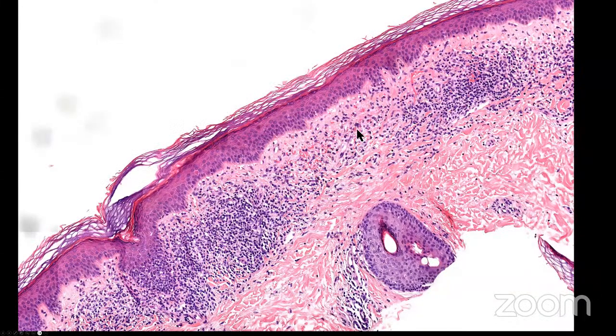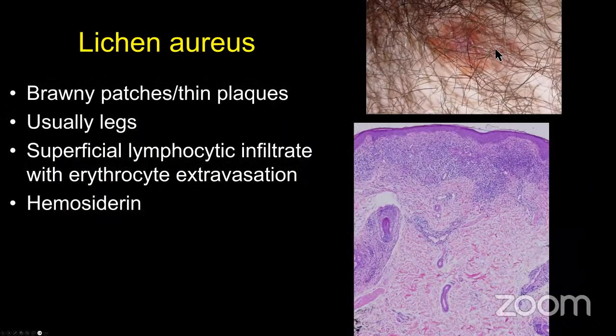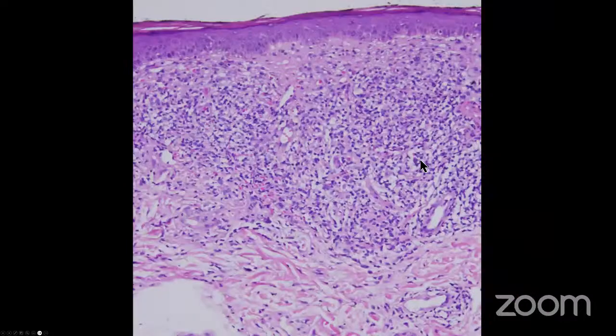Again, here, the erythrocyte extravasation in the upper dermis with a vacuolar change. Lichen aureus is a variant, but it's more of a solid, brawny patch. Similar pattern, maybe a little denser of a lichenoid infiltrate. Again, hemosiderin, red blood cell extravasation.